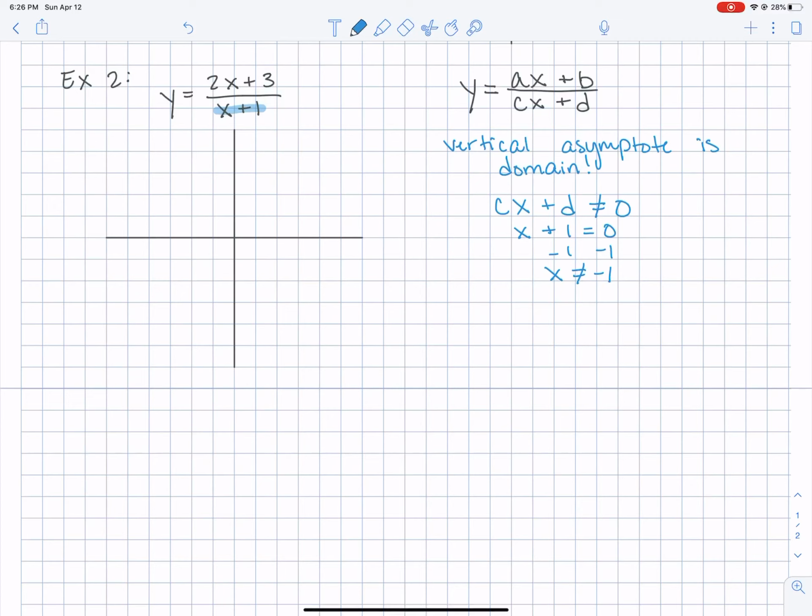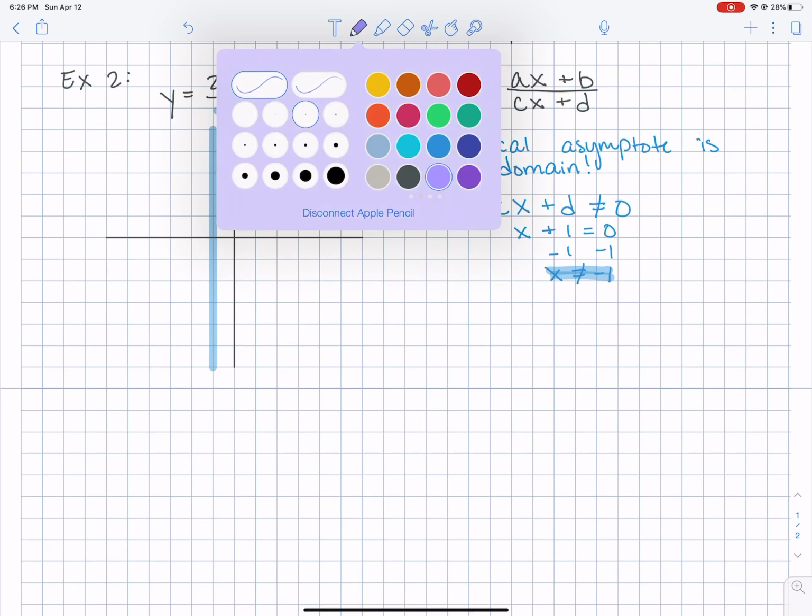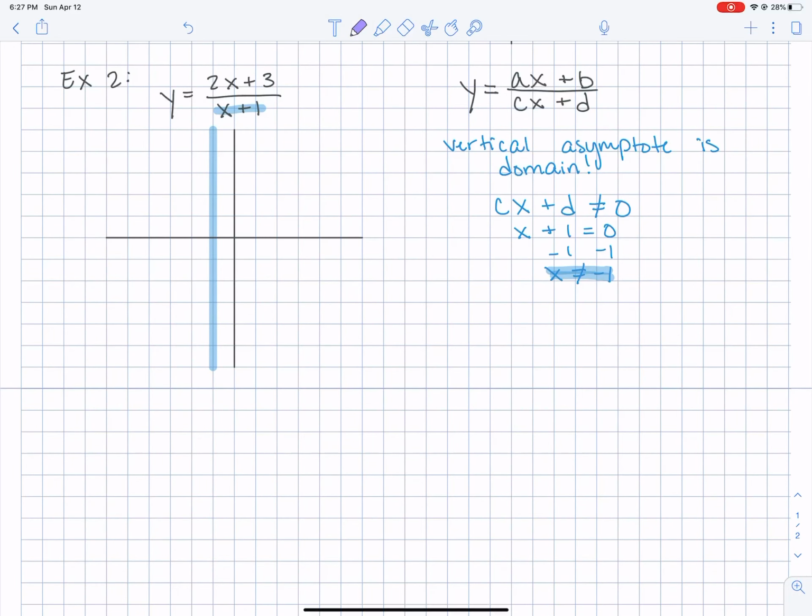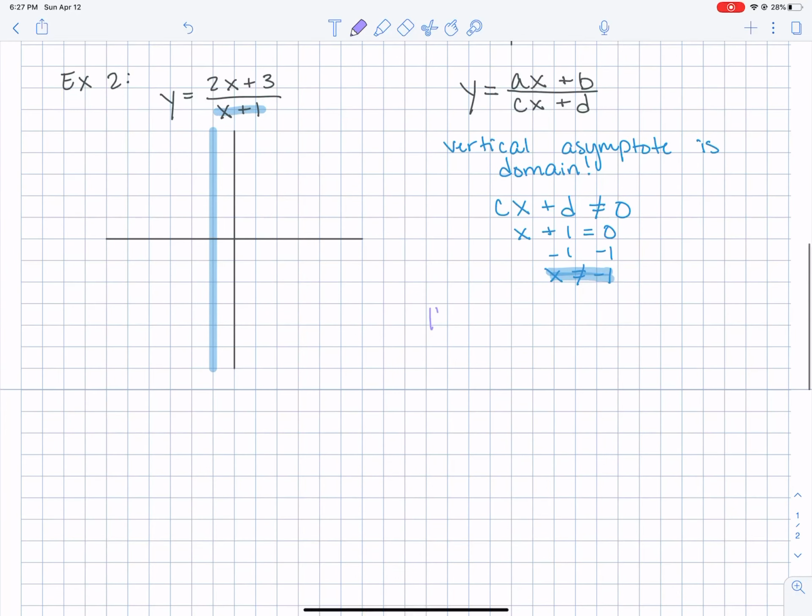And we can go ahead and say that that's also x equals 1 is our asymptote. Sorry, negative 1. So we're going to go ahead and we're going to graph that asymptote here at x is equal to negative 1. It's a little bit different with our horizontal asymptote. And so the horizontal asymptote we actually find by taking a over c.